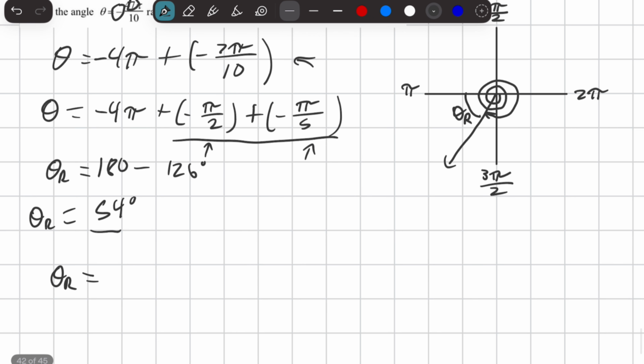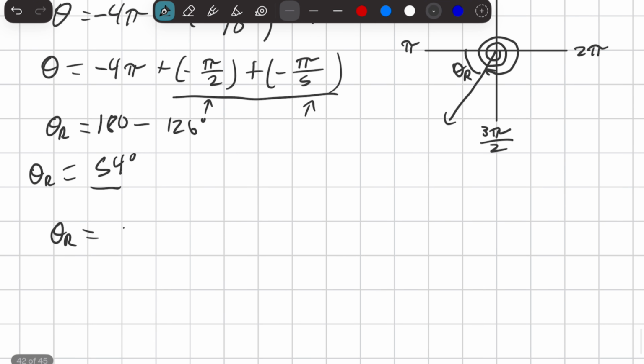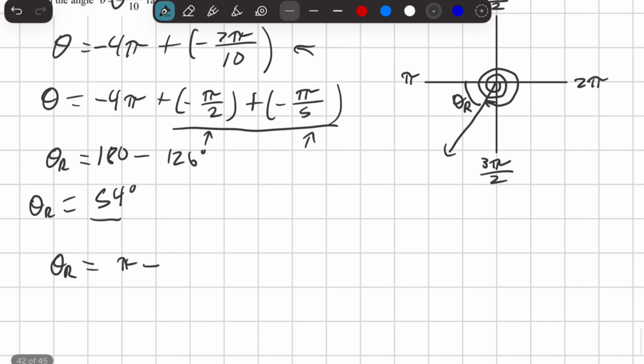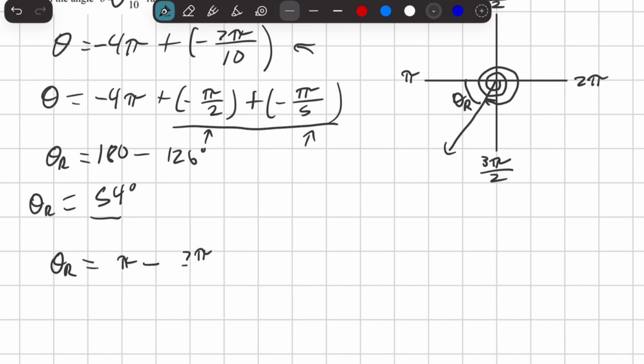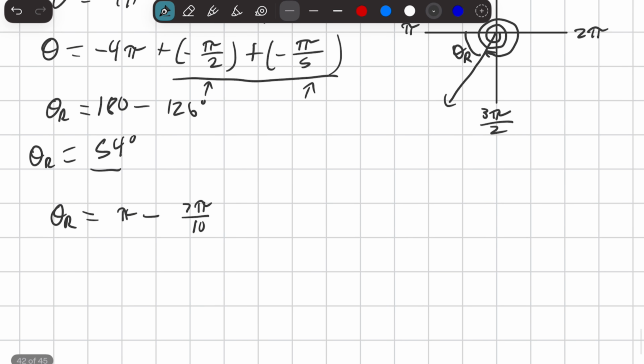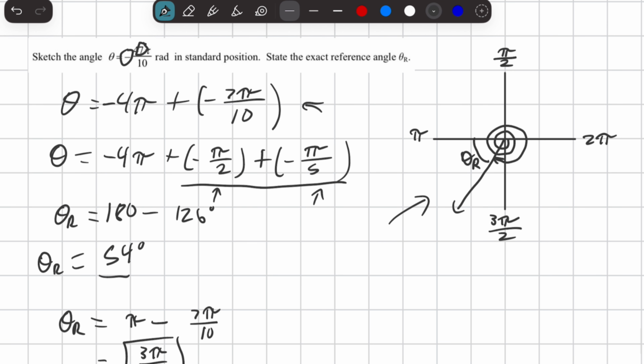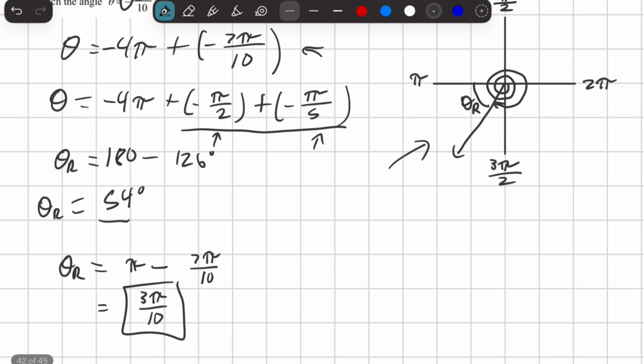you're just going to go ahead and do whatever 180 is in radians. So you do pi, take away whatever these two are added together. So it's going to be 7 pi over 10. So you just times your pi by 10, so you get 10 pi over 10. So 10 take away 7 pi is going to be 3 pi. So your final answer is going to be 3 pi over 10. So this is what your reference angle is, and this is what your actual drawing should look like.